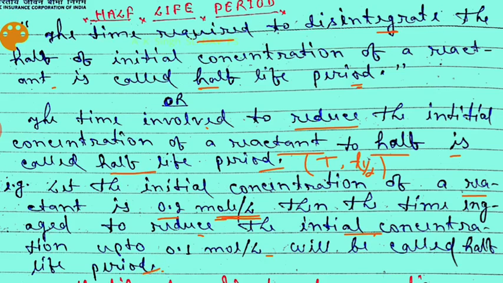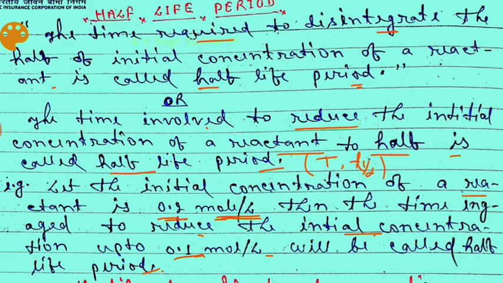So it is clear. Initial concentration was 0.2 moles per liter. Now the concentration of the reactant after some time is 0.1 mole per liter. What does it mean? It means initial concentration is reduced to half of its original concentration, so the time engaged in it will be called half life period, that is capital T or T half.